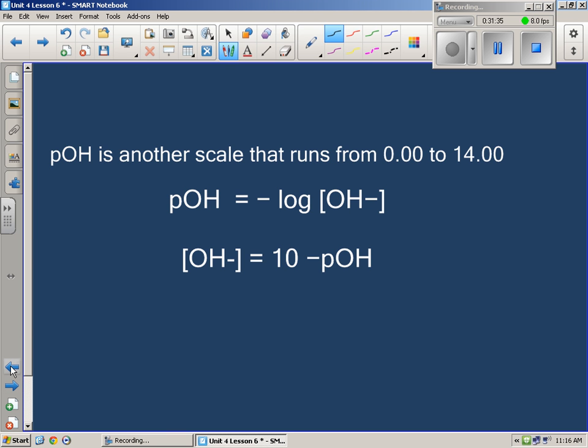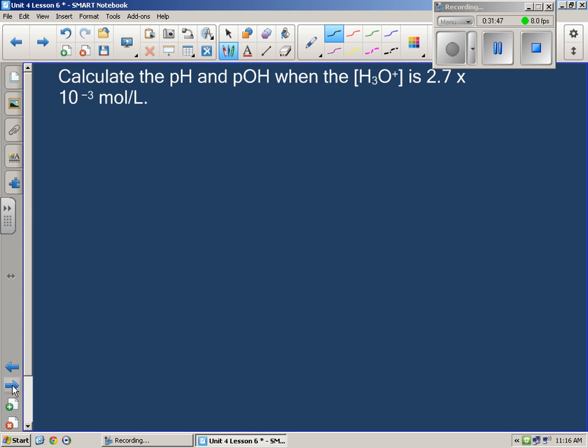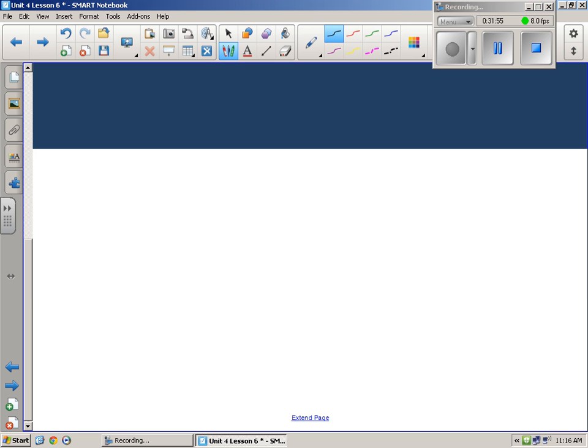Same formulas apply for pOH, of course, negative log of the hydroxide. If you're looking for the hydroxide concentration, that should have been 10 to the negative pOH. It's right on your sheet there, it just didn't convert over. Calculate the pH and the pOH when the H3O plus concentration is 2.7 times 10 to the negative 3. So let's go ahead and do that. I want to find the pH, and I want to find the pOH.